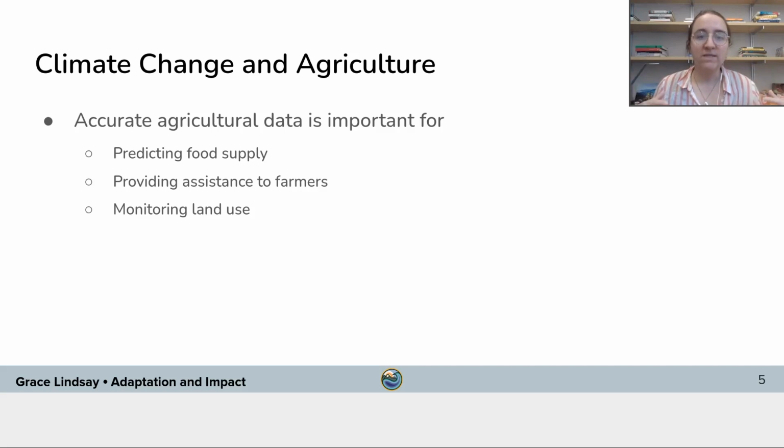Knowing accurate agricultural data is important for predicting food supply, being able to divert resources where they should go in order to keep food supply steady and keep everyone fed. It's also important for providing assistance to farmers. You need to know where farmers are and what they're growing and what they need in order to help them, in order to keep food supplies up. And also in general, monitoring land use. Knowing how we use land is important for impacting climate change, and knowing what's agricultural land versus what's natural land is important for understanding impacts of climate change.